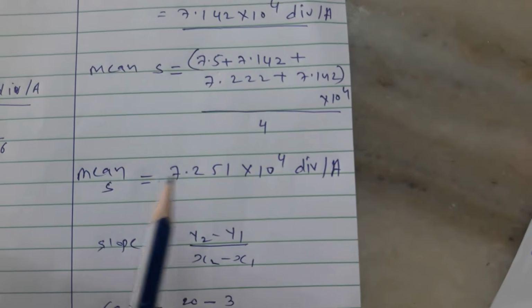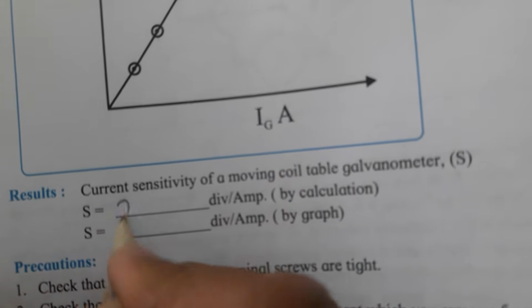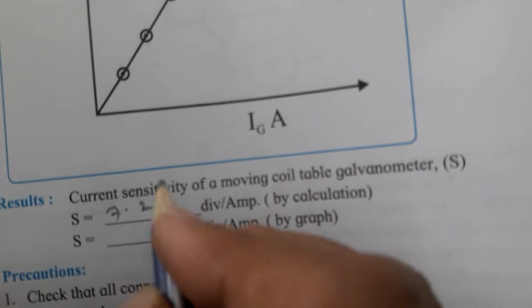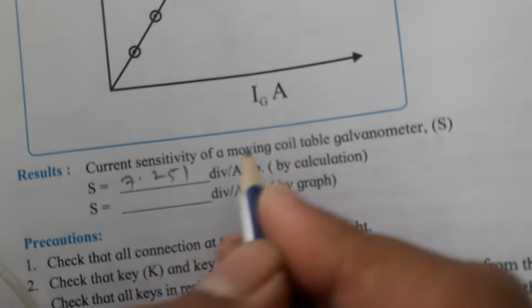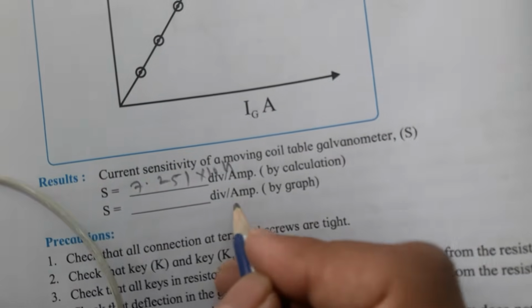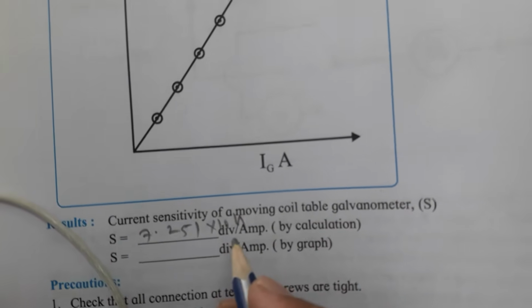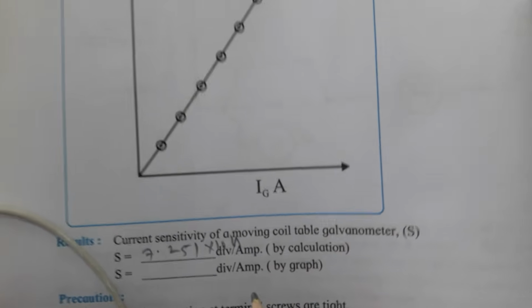This is the sensitivity by calculation. So we can write in the result: current sensitivity by calculation, that is the mean value, 7.251 into 10 raised to 4 division per ampere. 7.251 into 10 raised to 4 division per ampere by calculation.